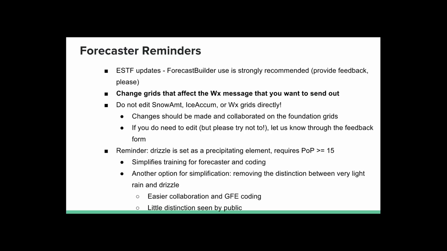And then a reminder, I know I've had some questions about this: drizzle is set as a precipitating element, so you do need a PoP greater than or equal to 15. I know that drizzle, per its definition, can be basically non-precipitating or precipitating. But a couple of years ago, they tested allowing that to happen, and it was a bear coding-wise, and training-wise, the GUIs were huge to try and allow for this. So simplifying it to just say it requires a 15 PoP makes it a whole lot easier to collaborate and code in.